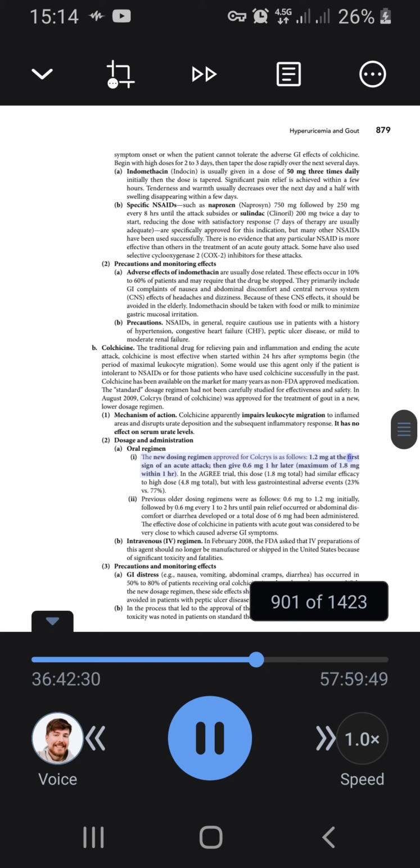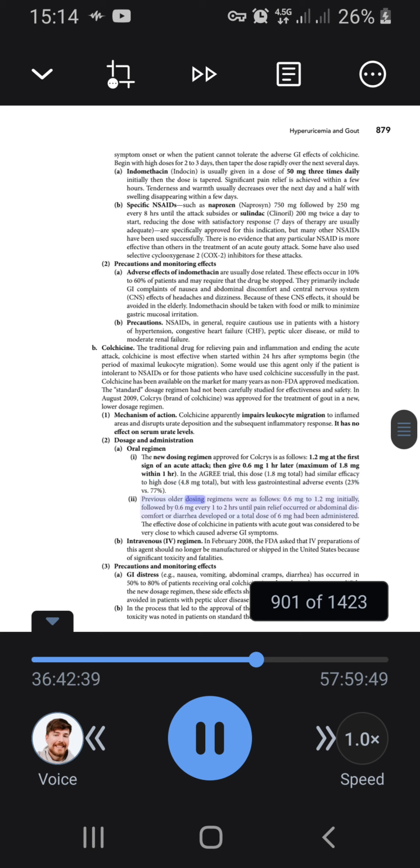1.2 milligrams at the first sign of an acute attack, then give 0.6 milligrams 1 hour later, maximum of 1.8 milligrams within 1 hour. In the AGREE trial, this dose, 1.8 milligrams total, had similar efficacy to high-dose 4.8 milligrams total, but with less gastrointestinal adverse events, 23% against 77%.